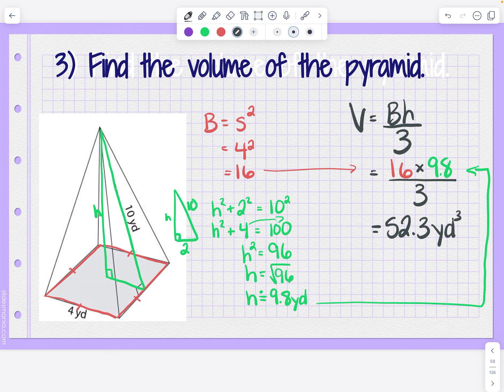52.3 cubic yards. Yards cubed, right? Remember, volume is always cubes. If it begins with a V, it's going to end with a 3. So this is nothing new, right? Calculating the area of the base, we did that with the prisms. We're doing it again with the pyramids. But what makes this question harder is I had to do Pythagorean theorem to find the height.